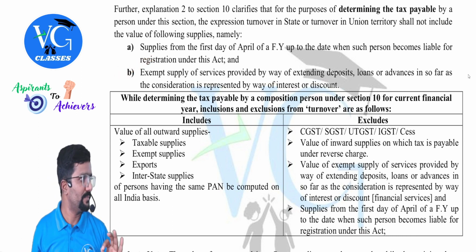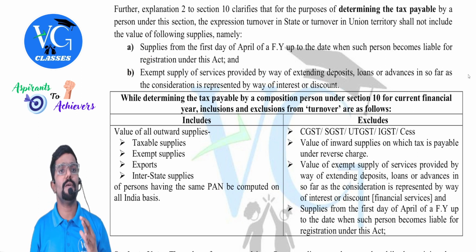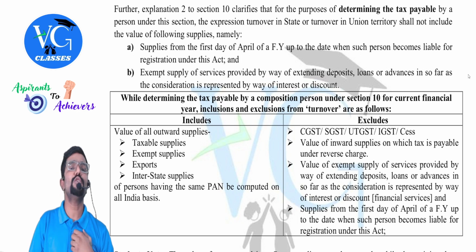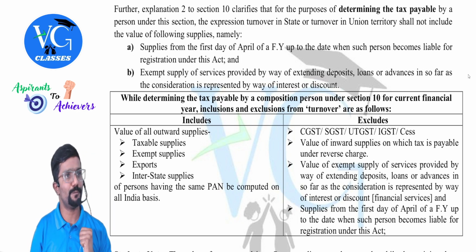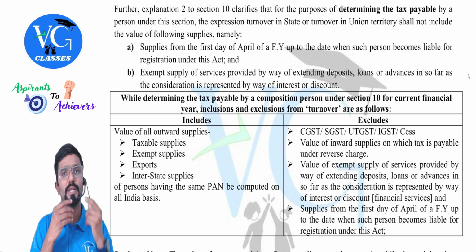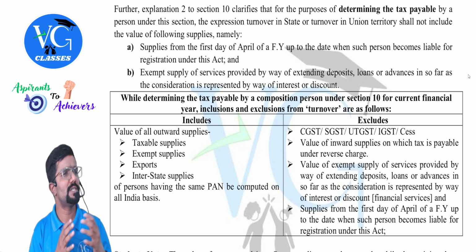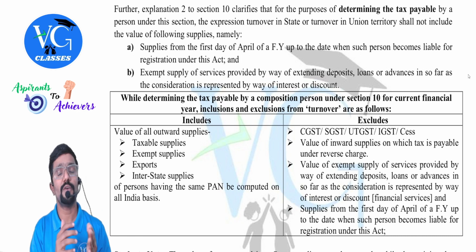Exempt supply, B. Whereas A is talking about the threshold limit applicable for registration. When should I get registered under GST is told in section 22 and 24. In 22, they have told that if your turnover crosses certain limits, you have to get registered. What are those limits? 10 lakh for some special states, 20 lakh for goods, 20 lakh for services, 40 lakh for goods supplying within the state.